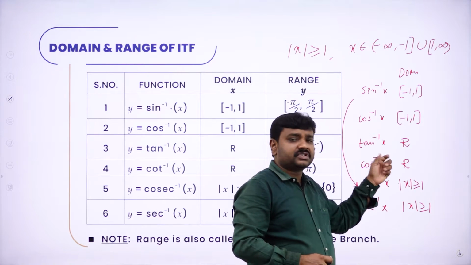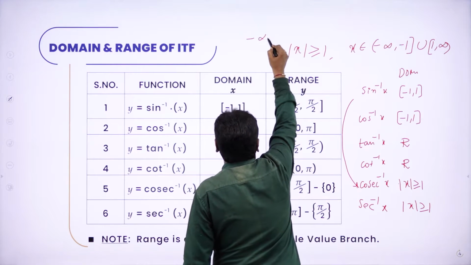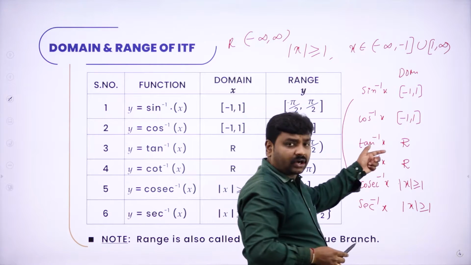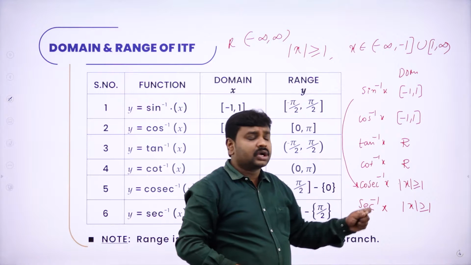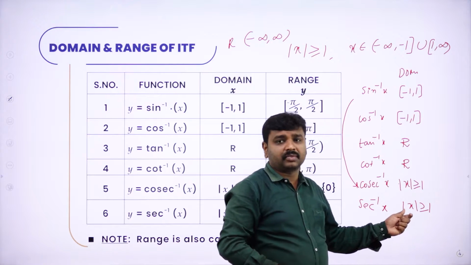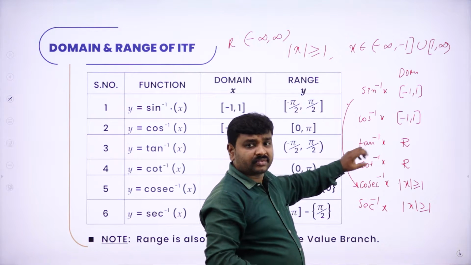But for tan inverse x, you can take all real numbers. You can write R, or you can also write minus infinity to infinity. Real numbers means what? All. Tan inverse x and cot inverse x, all real numbers. Cosecant inverse x: mod x greater than or equal to 1. Secant inverse x: mod x greater than or equal to 1. You can see the first two are the same, the next two are the same, the next two are the same.